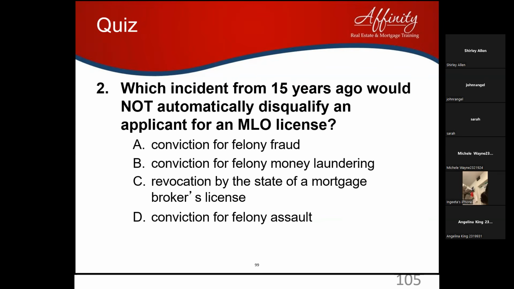Question 2, which incident from 15 years ago would not automatically disqualify an applicant from getting their MLO license? Post in the chat. There's something that would not automatically disqualify this person.